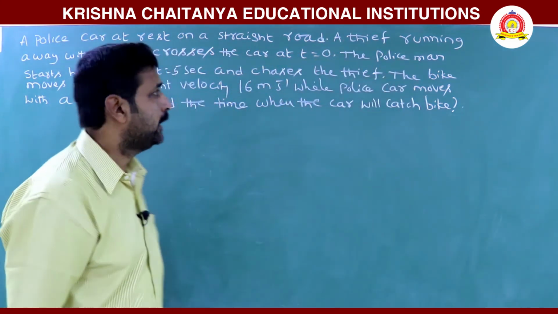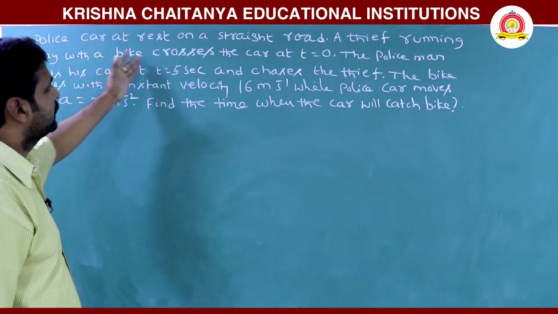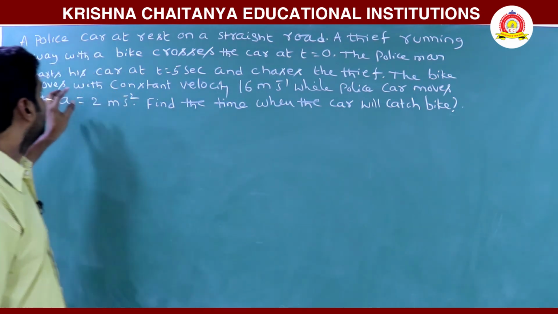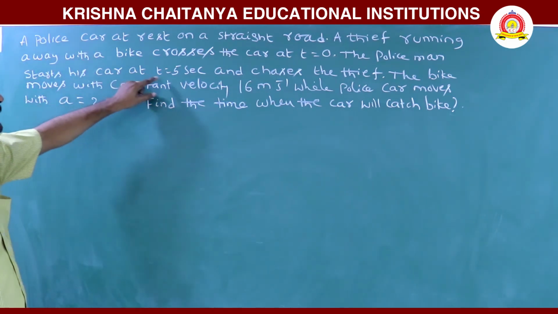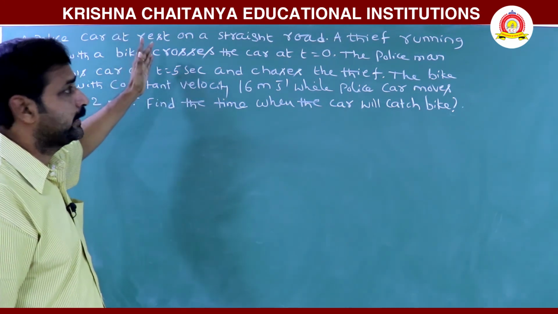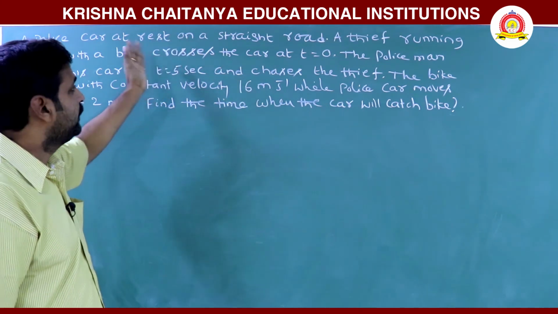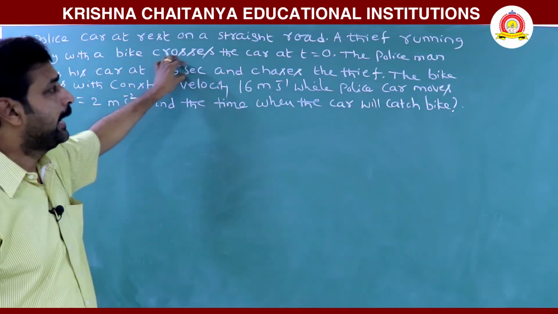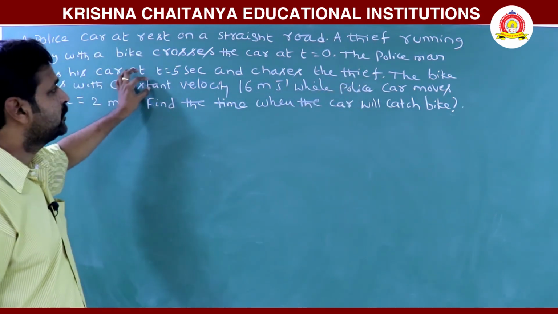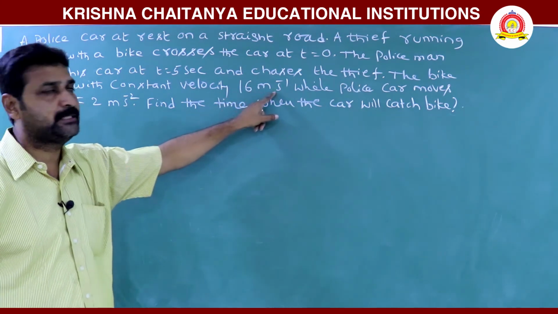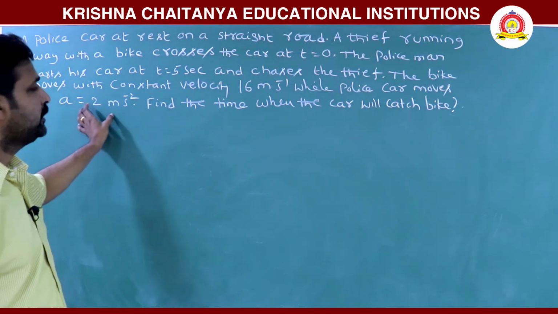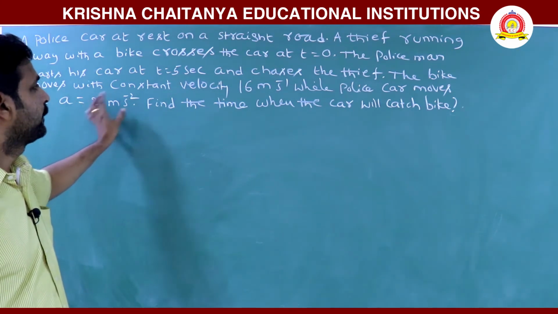A thief running away with a bike crosses the car at t equals 0. The policeman starts his car at t equals 5 seconds, meaning after the thief's bike crosses him, after 5 seconds the policeman starts and chases the thief. The bike moves with a constant velocity of 16 meters per second, while the police car moves with an acceleration of 2 meters per second squared.